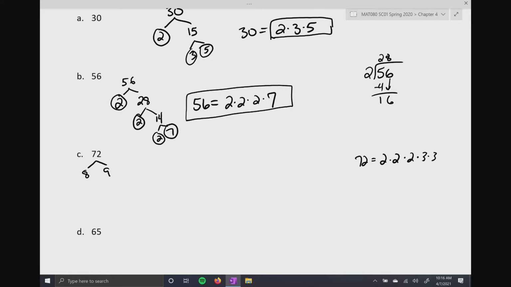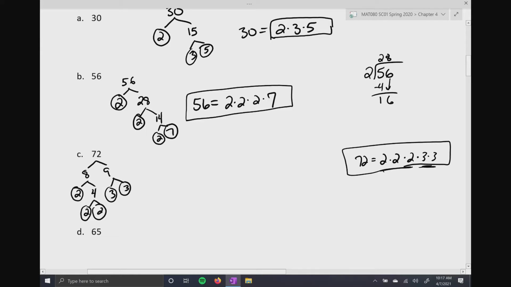Now, neither of those numbers are prime, so I'm going to break that down even further. 8 is 2 times 4. So now I have a prime number of 2. And 4 can be broken down into 2 times 2. Now, let's work on the 9. 9 is 3 times 3, and they're both prime. So I have 3 2s and 2 3s. So 72 equals 2 times 2 times 2 times 3 times 3. So, Tanisha, excellent. Savannah, you just had to break down a 9 just a little bit further. Okay? All right. How are we looking so far, everybody?